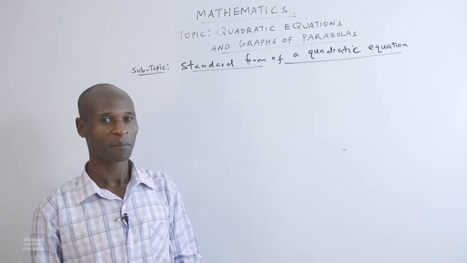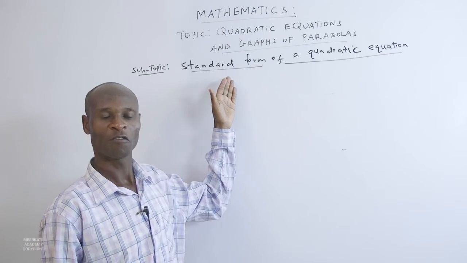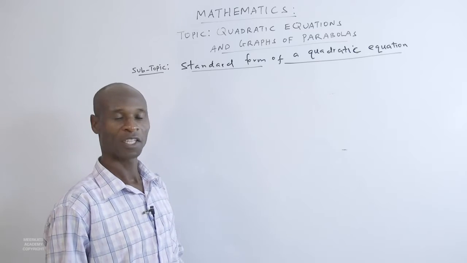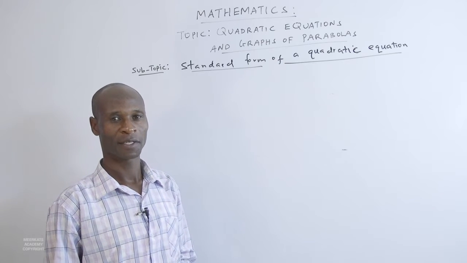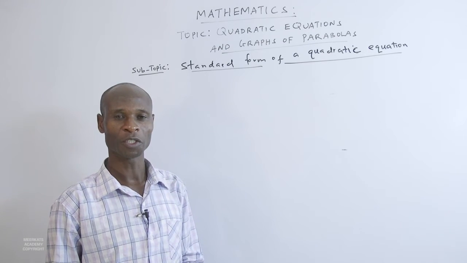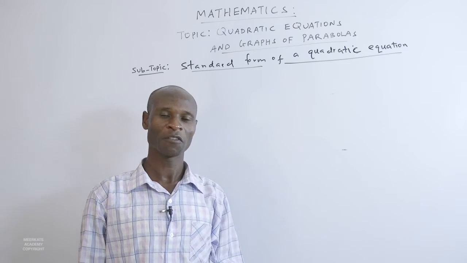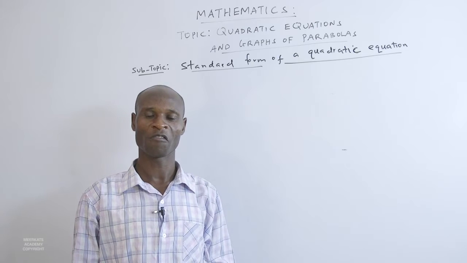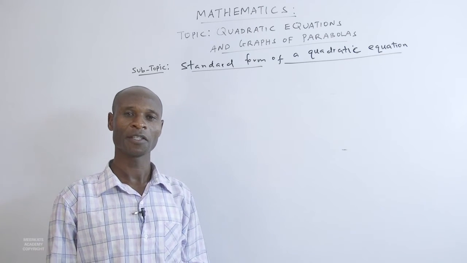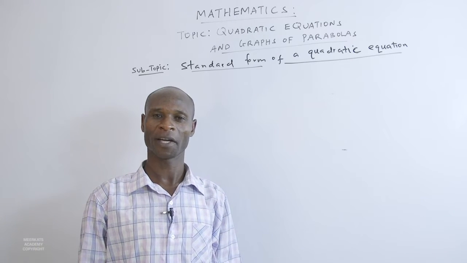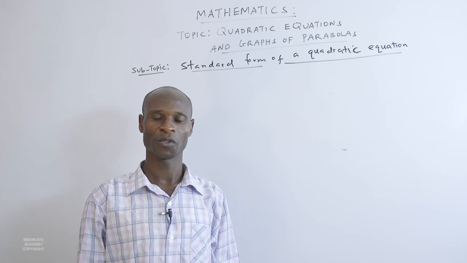To begin with, we shall first of all look at how we can express a quadratic equation in its standard form. So it's important for us to know that the standard form of a quadratic equation is ax squared plus bx plus c is equal to 0.